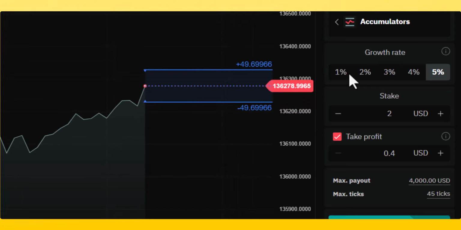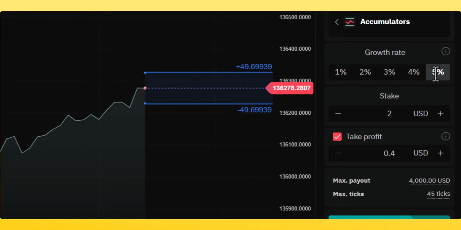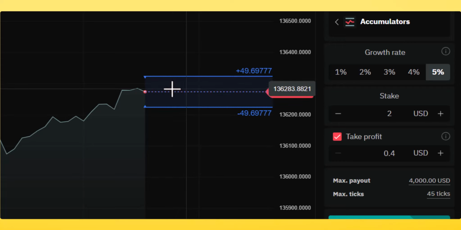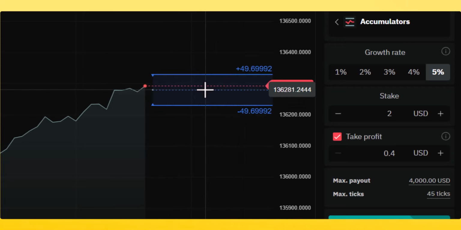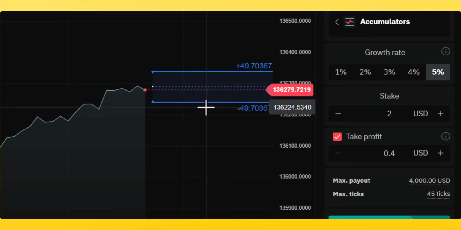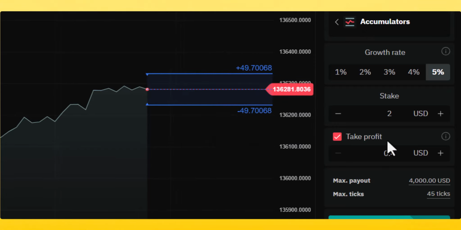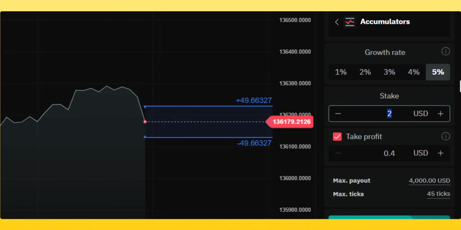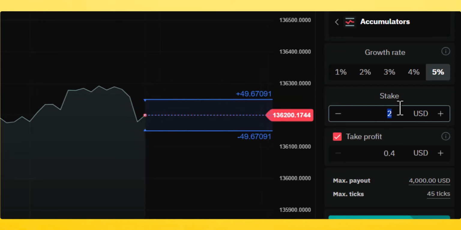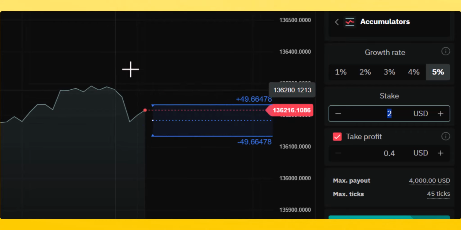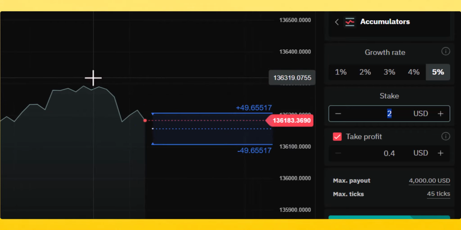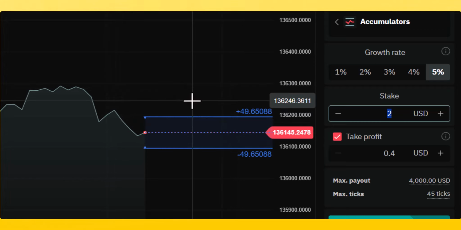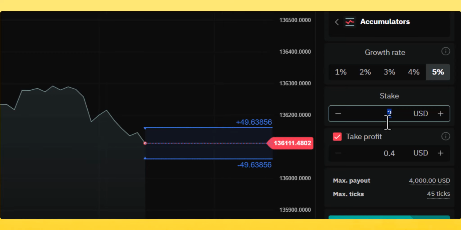So what you're saying is, if you select 5%, you're saying that with each tick that goes through this kind of tunnel, without touching the upper or the lower barrier, I want my initial stake, this is $2 here, to grow by 5%. And this is very risky because it is quite narrow and this market moves up and down with varying degree of difference from the original point of its movement.